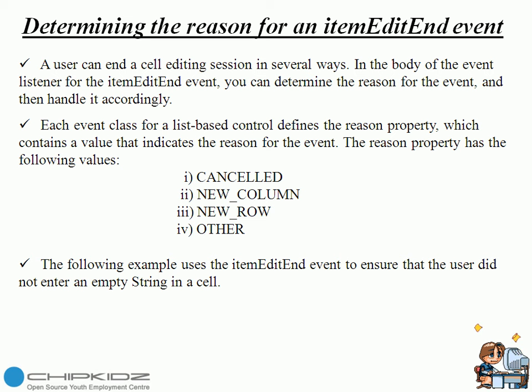Each event class for a list based control defines the reason property, which contains a value that indicates the reason for the event. The reason property has the following values: cancelled, new column, new row, or other. The following example uses the item edit end event to ensure that the user did not enter an empty string in a cell.